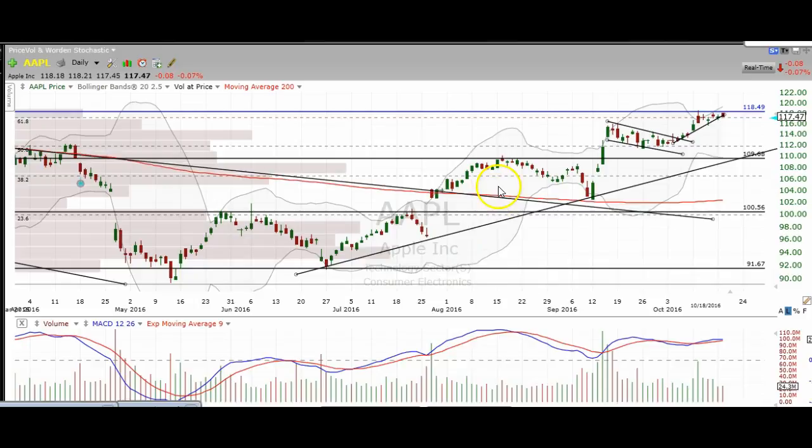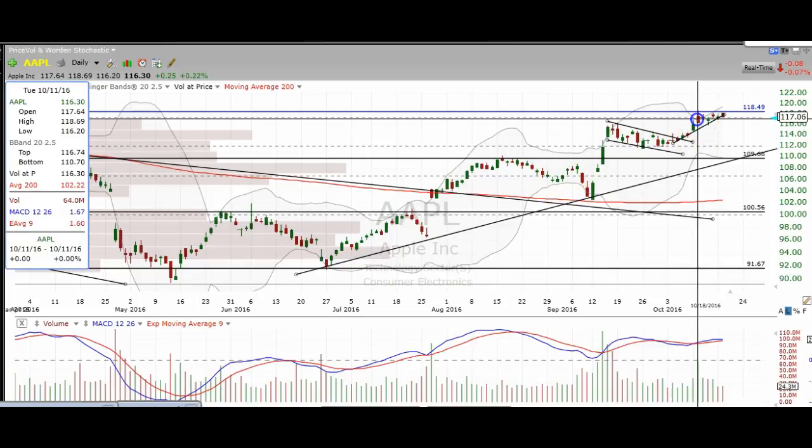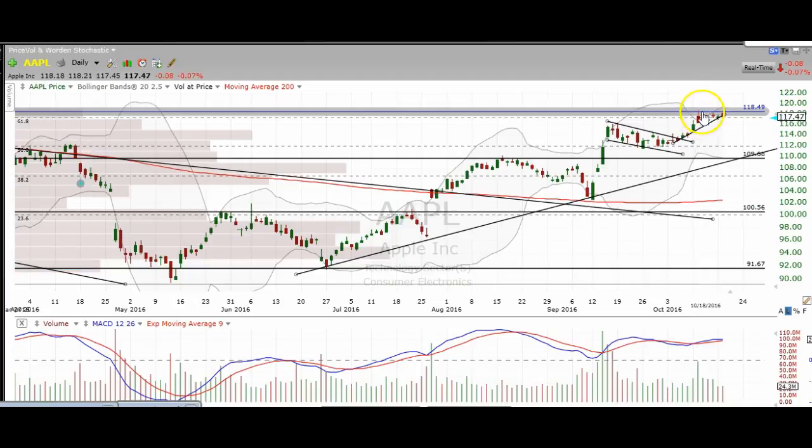All right, so let's get into these charts. The first one we're going to take a look at is Apple, and Apple reached our target. We took it for a long down here, about 105, 106. We sold here on this day. It reached our target on the 11th of October. 118 was the target. It hit that target.